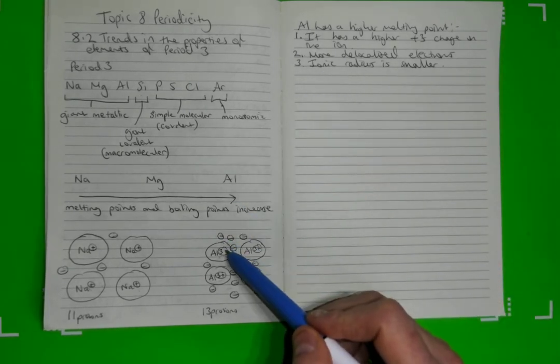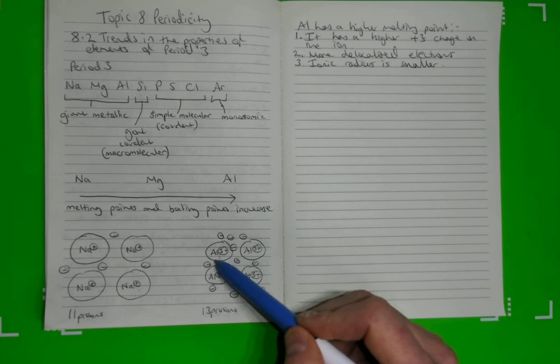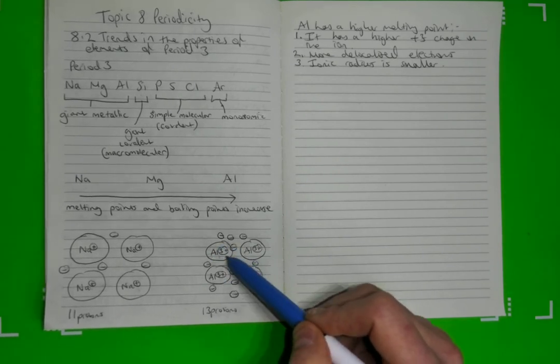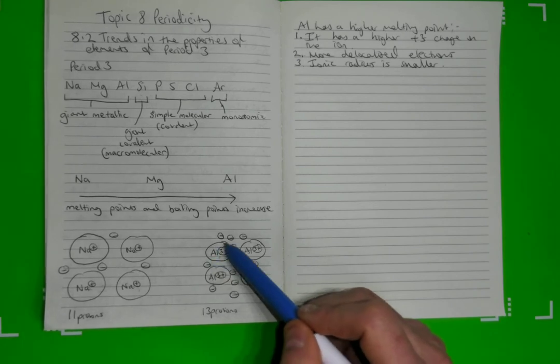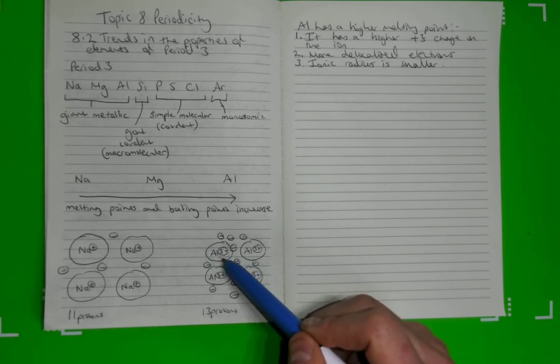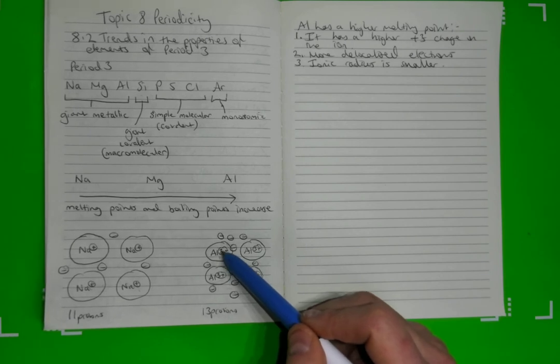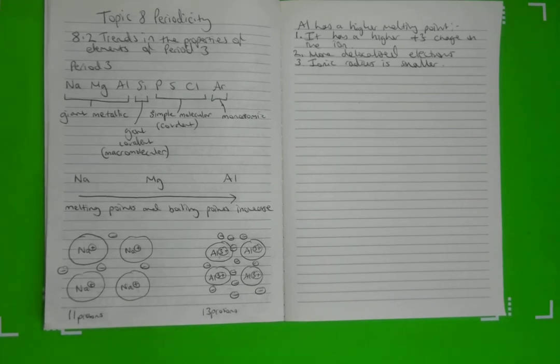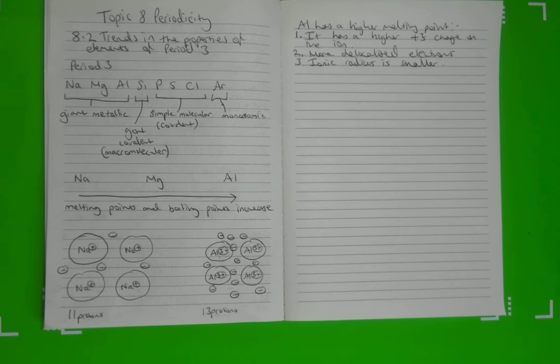Well, what that does is that gives a higher charge density. Charge density is how much charge something's got for its size. So aluminium has got a higher charge density. Therefore, there's more electrostatic attraction between the ions and the delocalized electrons. So these 3 factors here increase the electrostatic attraction between the positive metal ions and the negative delocalized electrons.